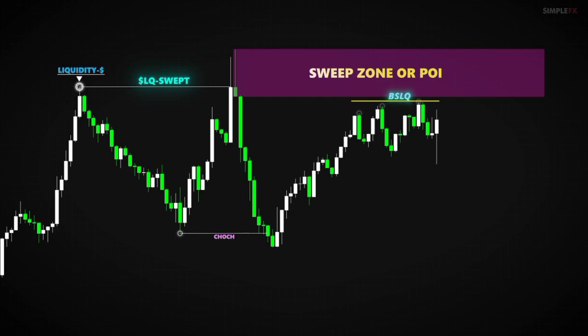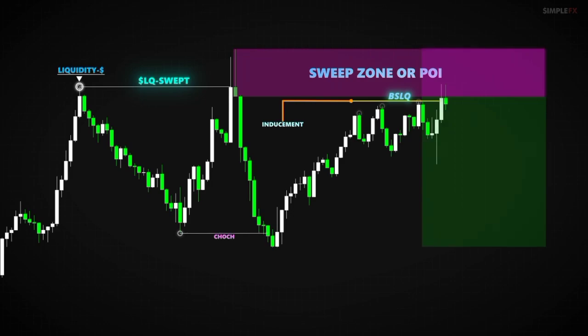The past gave us confirmation with the sweep and structure break, and the present is giving us inducement, a trap to lure in more buyers. This is what creates a high confluence setup. This is where we mark our point of interest, usually the sweep zone, which has now become a key supply area. But we don't just jump in. We wait for price to run the equal highs, tap into that zone, and then give us clear signs of rejection, like a strong bearish candle, a structure break on a lower time frame, or a shift in momentum.